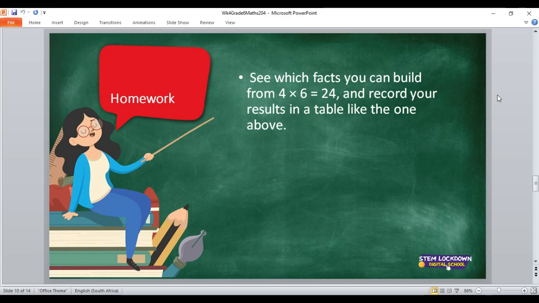So these are the things that we need to notice when we're doing our homework on the grid that I've given you, on the first grid that says 3 multiplied by 8 equals 24.